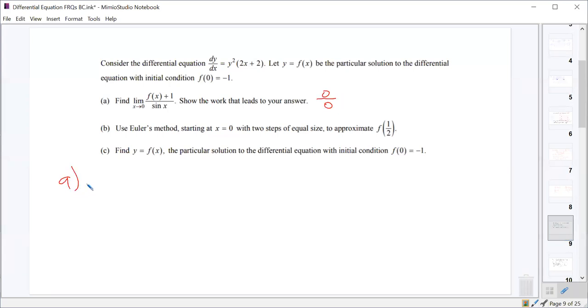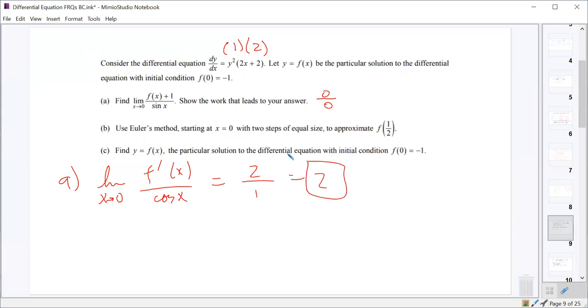So we'll use L'Hopital's rule and get the limit as x approaches 0 of f prime of x over cosine x, which gives us a cosine of 0, or 1, down there. And then f prime of 0. How do we find f prime of 0? Just plug in 0 and -1 into our derivative, which gives us 1 times 2. So it looks like that should come out to be 2. Everybody good with part A? Yeah.